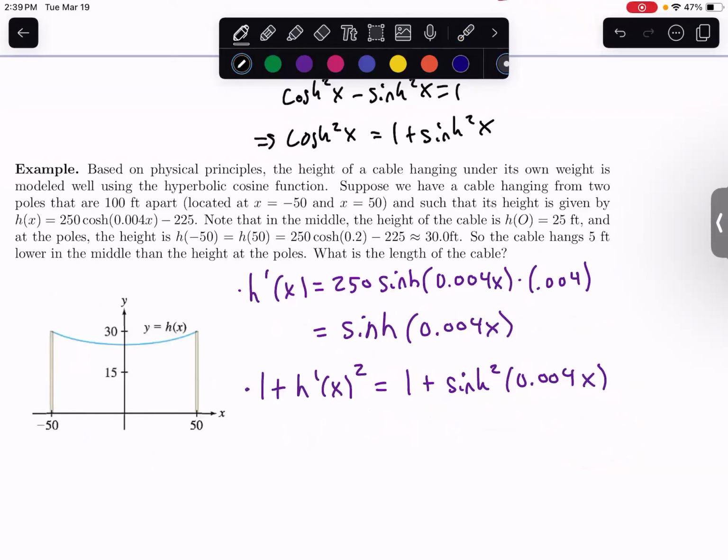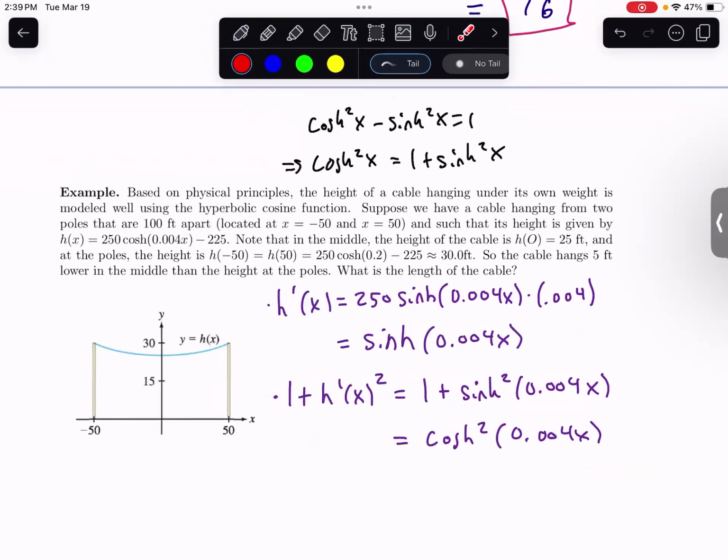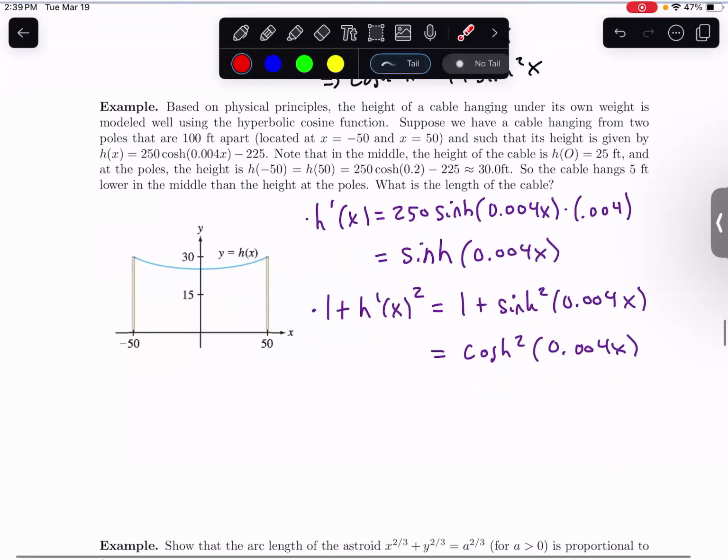I'm not going to do a change of variables. I'll just write this as being equal to hyperbolic cosine squared of 0.004x. So even though we don't have a straight up x in the parentheses, it doesn't really matter. It doesn't change this identity that we're using. This is from section, I think 7.4, if you want a reminder on why this is true. It's just straight from the definition of hyperbolic cosine and sine.